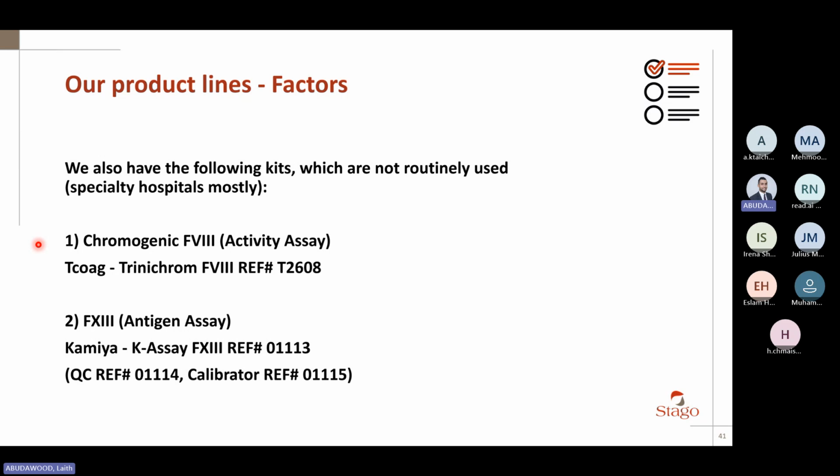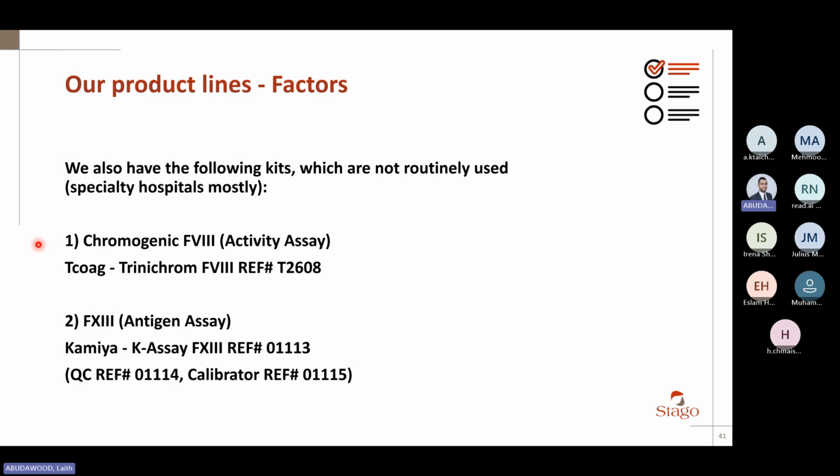It's a kit produced by TECO AG, but we sell it under Stago. Normally, you can order it without any issues. The reference number is as you can see. It's called the TECO AG Trinichrome Factor 8 assay. When do I need it? Usually your customer, when they need it, will ask for it, okay? But it's good to know that we offer this.